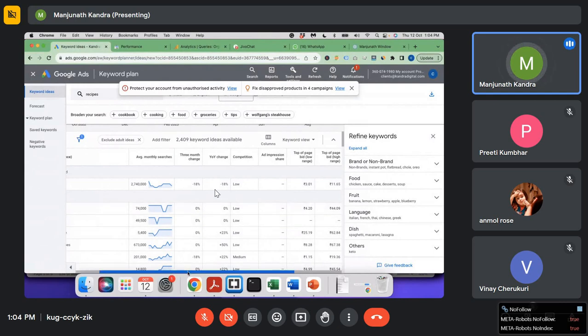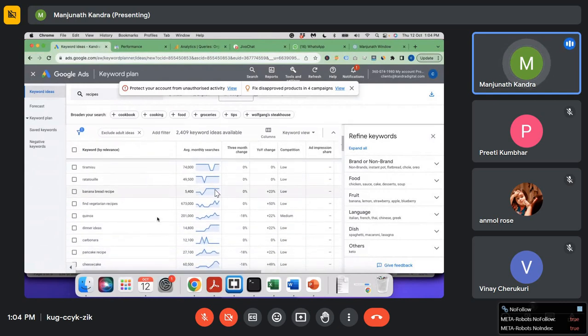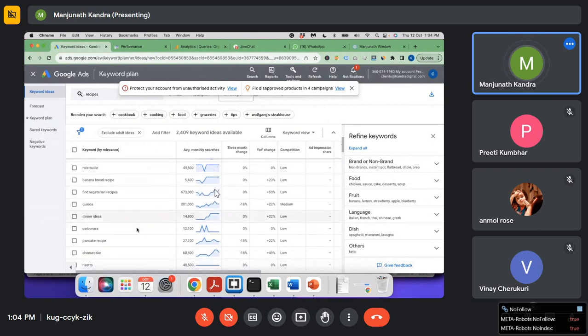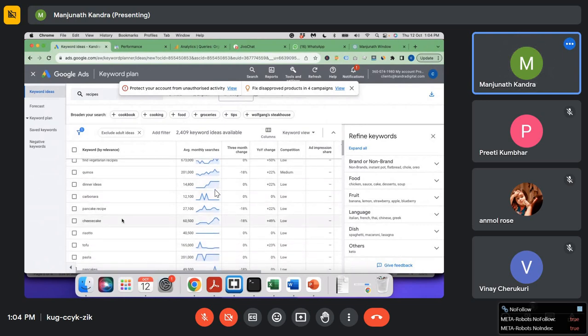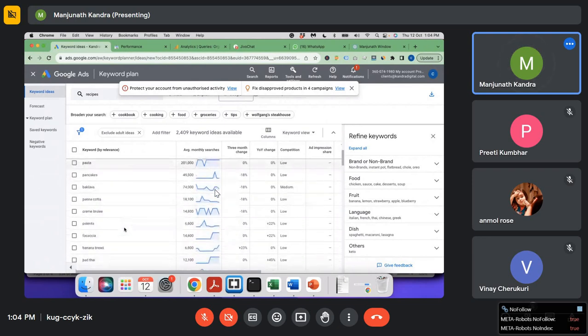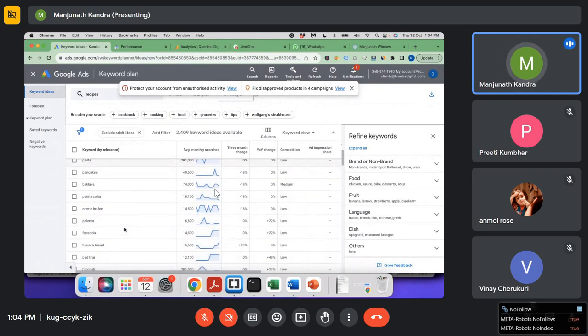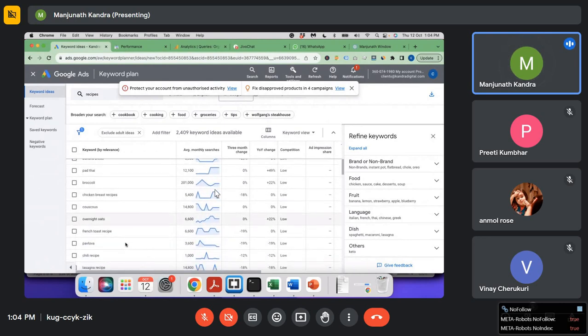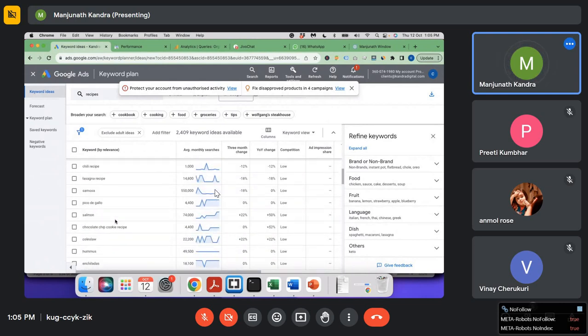Correct? And here you also see the search volumes. Banana bread recipe, 5,400 searches. Find vegetarian recipes, people are searching nearly 673,000 times. Some of them I haven't heard of. Dinner ideas, pancake recipe, cheesecake, baklava, panna cotta, creme brulee. I don't know what these names are. Broccoli, this is a vegetable, chicken breast recipes. Right? Did you all get that?